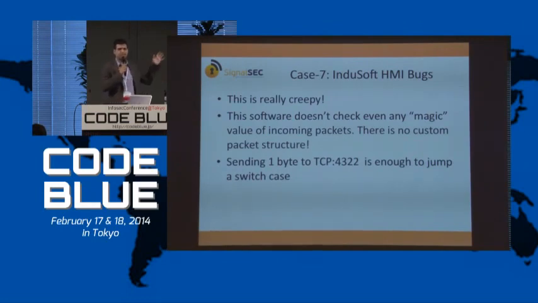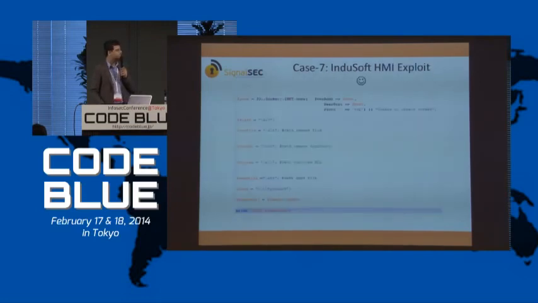But this is really creepy. This application doesn't check any value for incoming packets. For example, this application doesn't have any custom structure for communication either. So it is enough to send 1 byte to the application and jump to switch case statements. And this is an exploit code for the vulnerability, as we see.